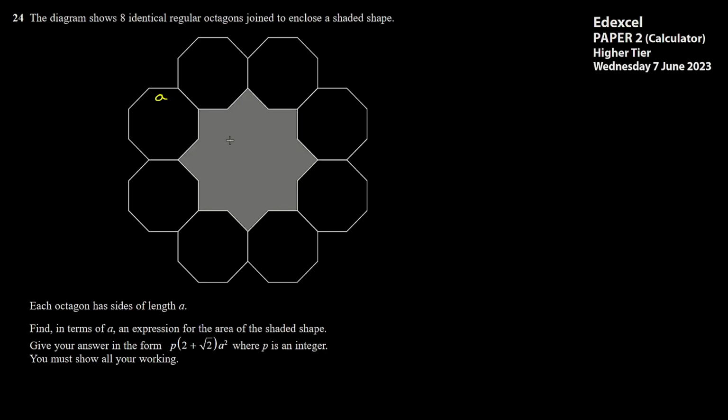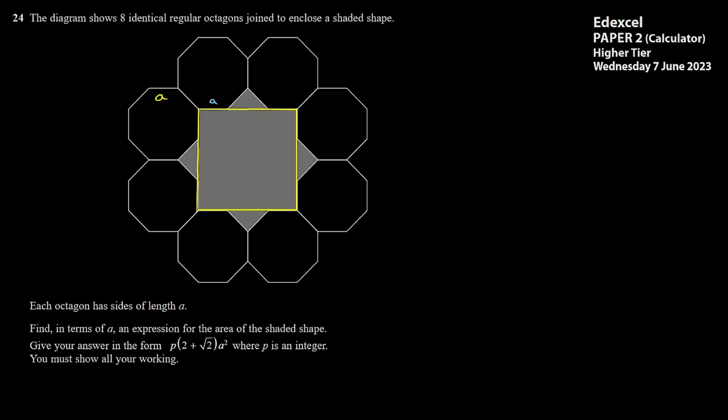I think with any of these geometric problems, we need to break it down into separate shapes. The shape I think we should identify first is this square. It must be a square because it's made up of equal elements on each of its sides. So let me highlight that first. So let's start by putting dimensions, especially along this top edge of the square, relating to the length A, which is the side of each of these regular octagons.